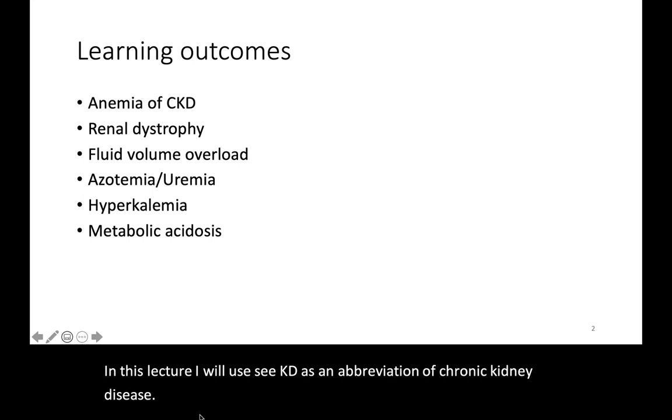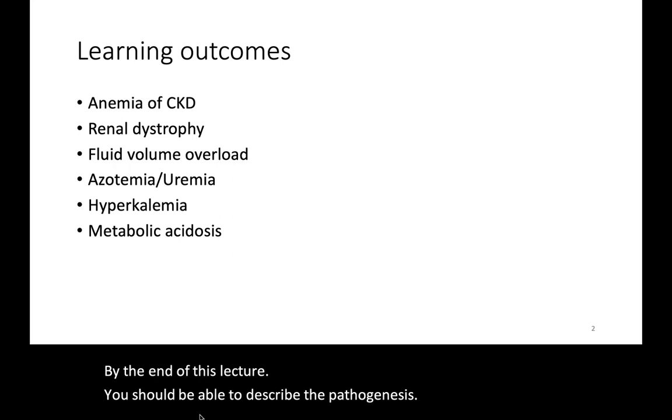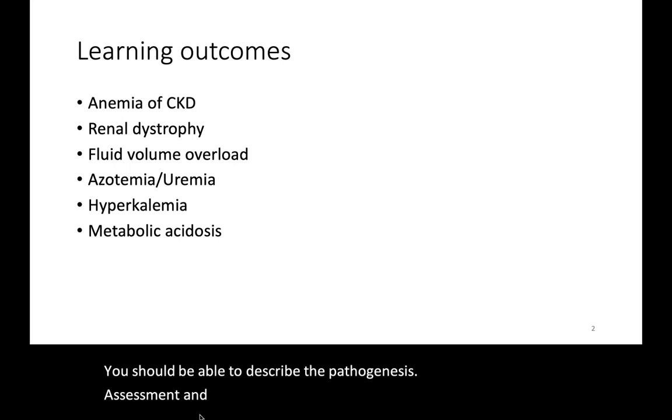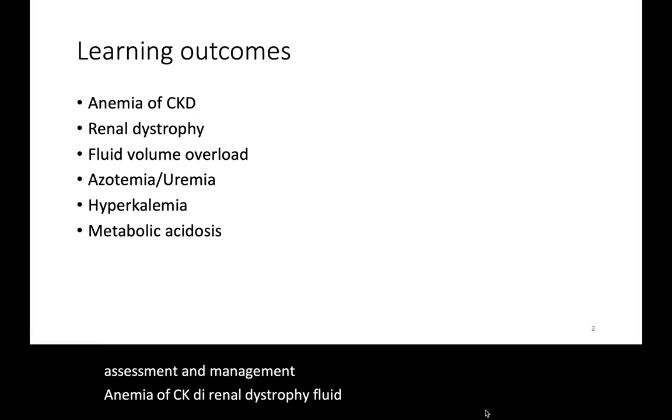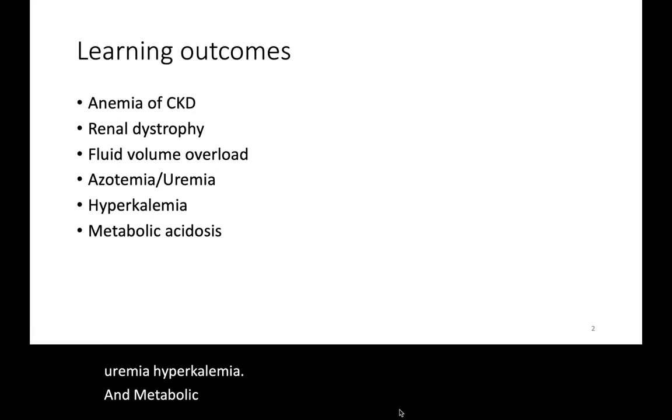By the end of this lecture, you should be able to describe the pathogenesis, assessment, and management of anemia of CKD, renal dystrophy, fluid volume overload, azotemia or uremia, hyperkalemia, and metabolic acidosis.